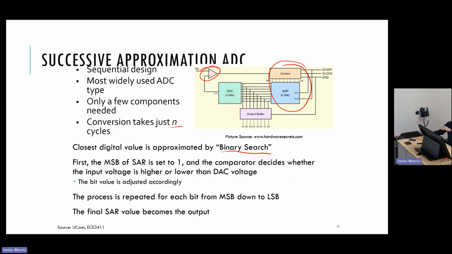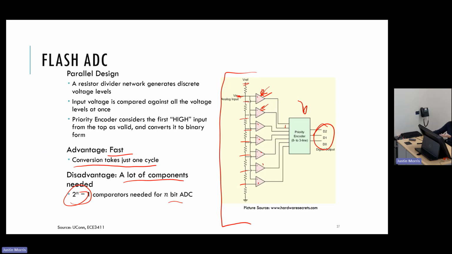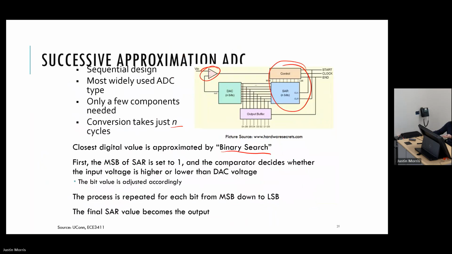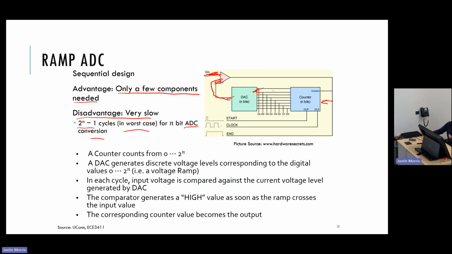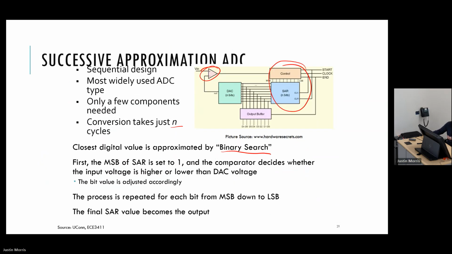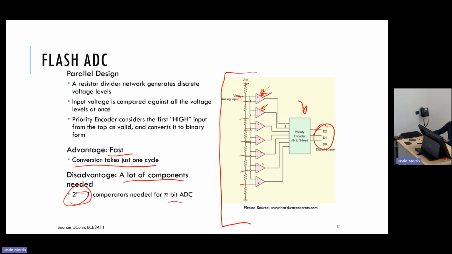So this one is kind of the in-between design, right? It's very fast, but it's not as fast as the Flash ADC. And it has a little bit more components to it compared to the ramp ADC, but it is much faster than the ramp ADC. So this one is what is mostly used as ADC designs, unless you have very, very small bit width. If you have very, very small bit width, the Flash ADC is relatively small and would be the fastest.